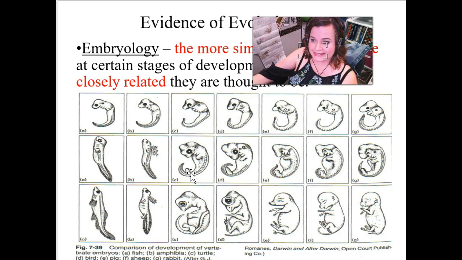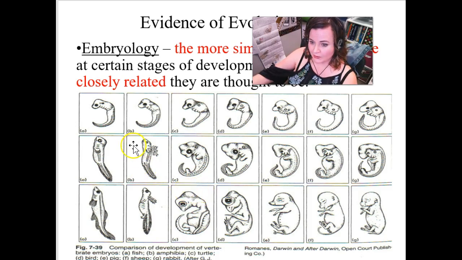Now, embryology is just the study of how embryos develop. And what's interesting is that with embryology, you can look at multiple different organisms, and you can see that throughout the development of the embryo there are many stages where the embryos are virtually indistinguishable. You really can't tell the difference between them.